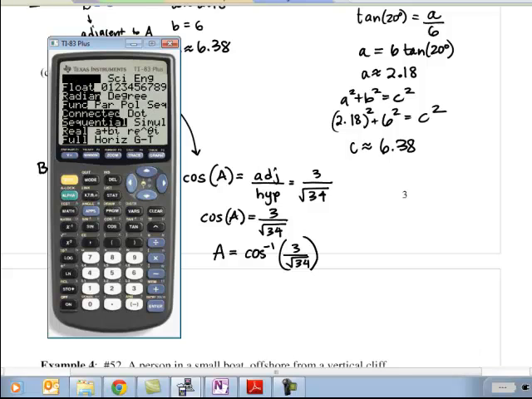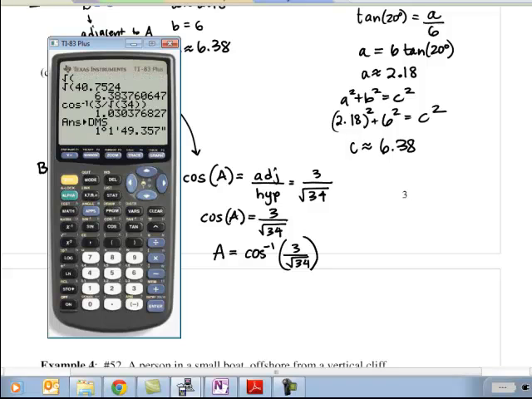Instead of switching, let's just be in degree mode, as we know we want degrees for our answer. When you're working with these right triangles, probably the best thing is to be in degree mode. Then you don't have to worry about it. So let's try that again. Let's do inverse cosine of 3 divided by square root of 34. 59.03 degrees should be our answer.